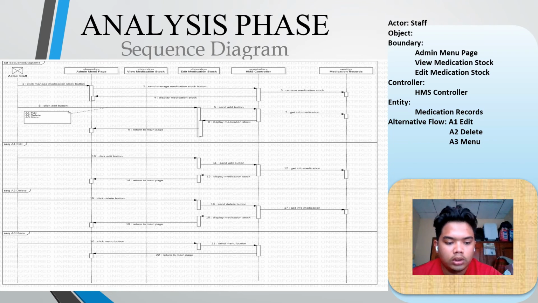For the last one, alternative 3, menu. The staff clicks the menu button, and the system will send the menu button. After that, the system will return to main page.